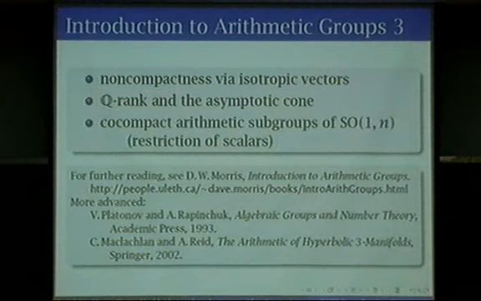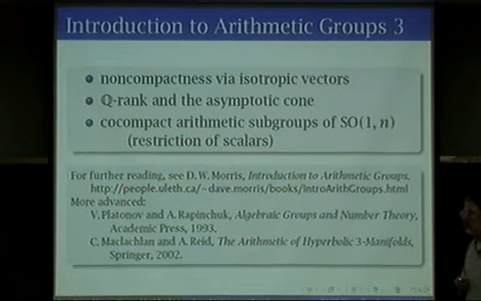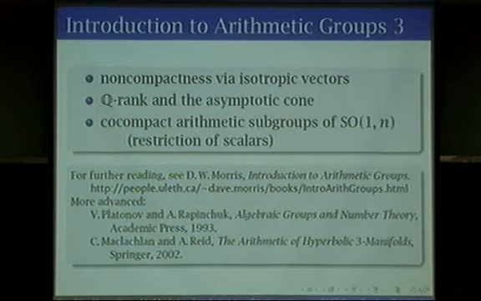Isotropic vectors are related to an algebraic definition of something we call the Q-rank, and it turns out that that gives us some geometric information about what's called the asymptotic cone of our locally symmetric space. I'll explain that, and then at the end, I'll do something I probably should have done right at the start.